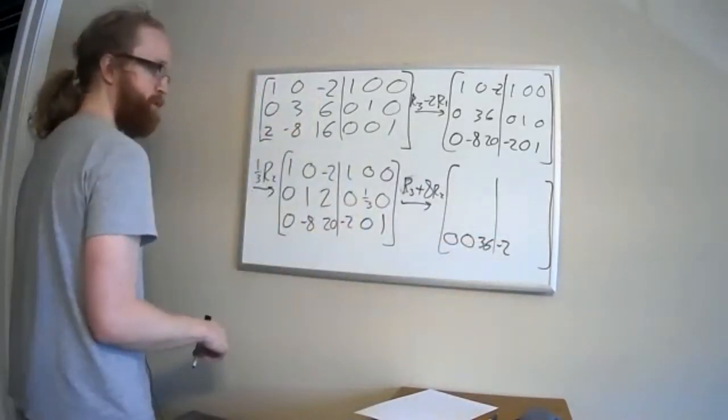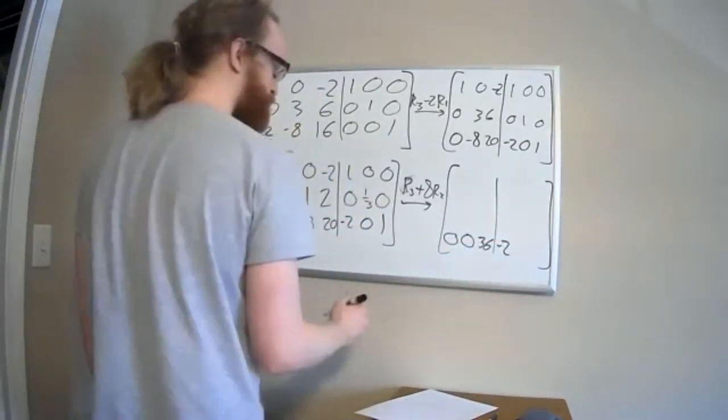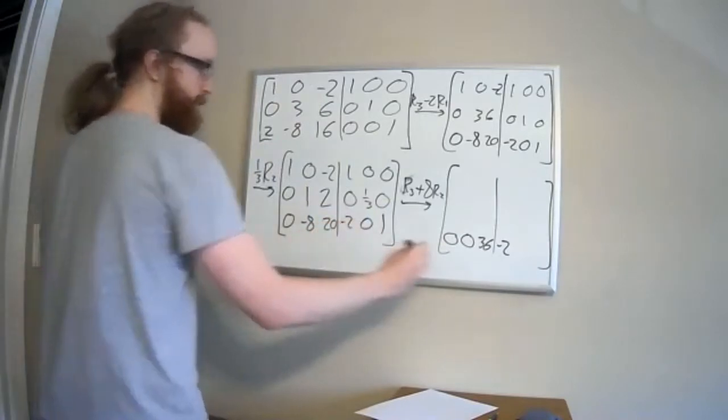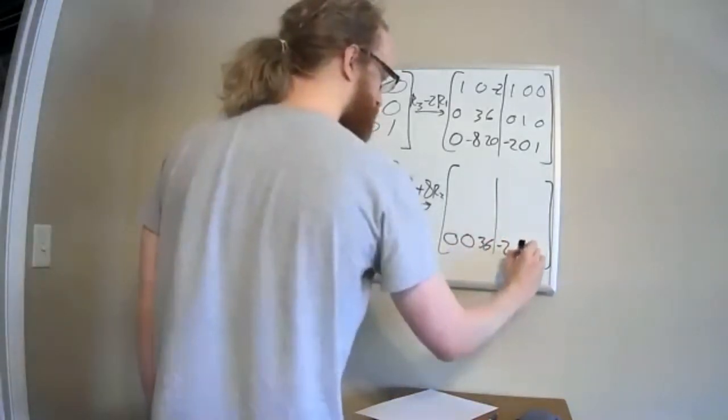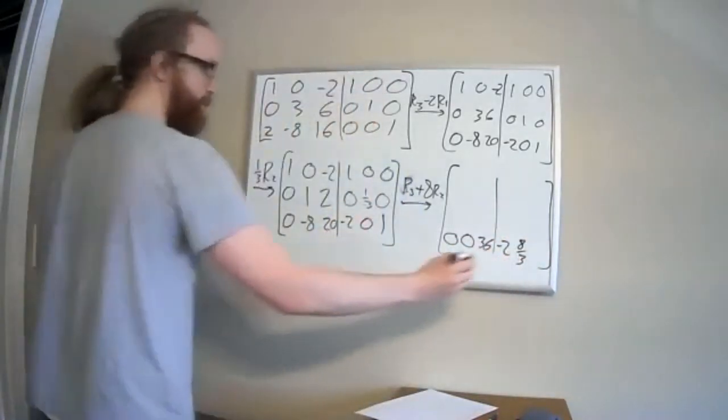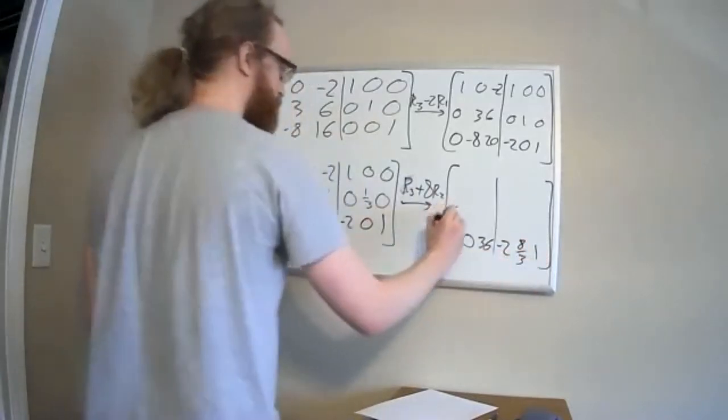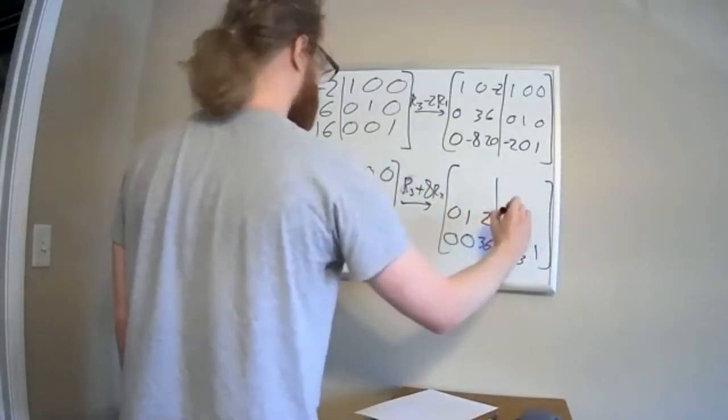What's 8 times a third? Well, that's 8/3, and I can't reduce that fraction. So 8/3 is what I'll get here. And then 0 plus 1 is 1. And then I didn't change anything else. Okay.